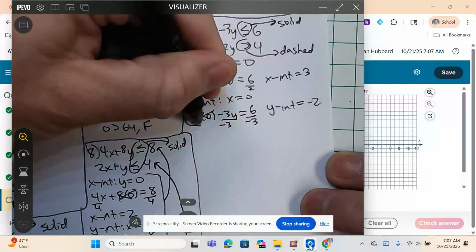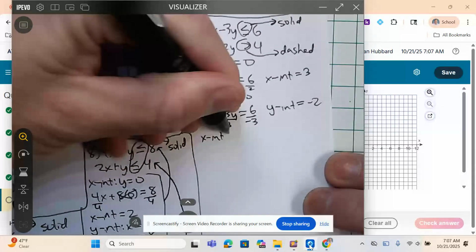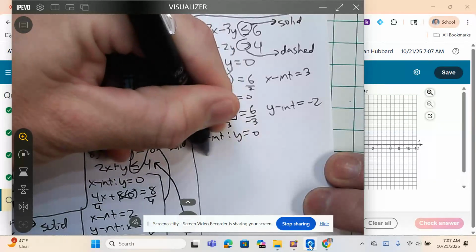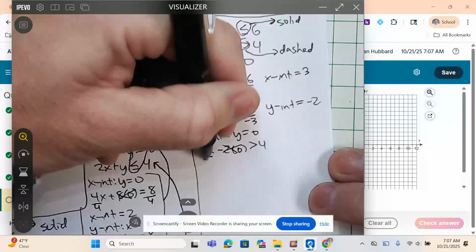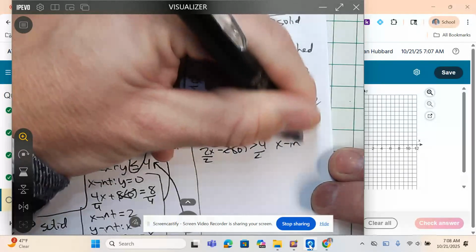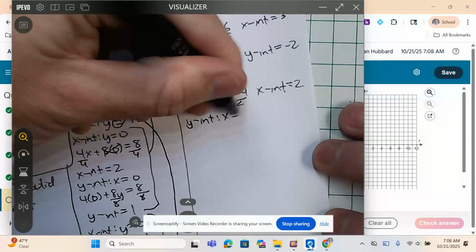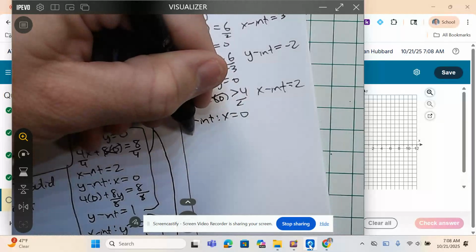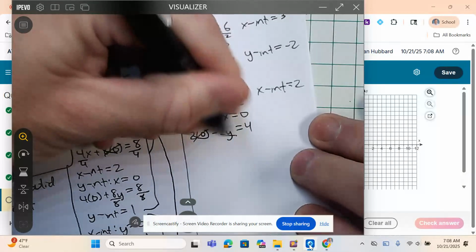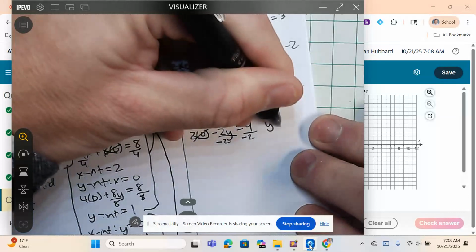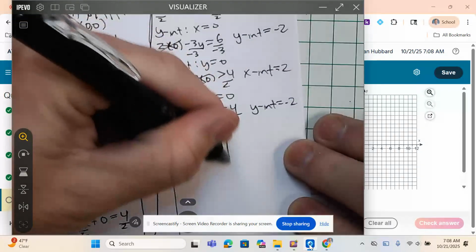So this right here goes to the top one. So I'm going to do x-intercept, y equals 0. So 2 times x minus 2 times 0 is greater than 4. So divide by 2, divide by 2. The x-intercept is equal to 2. Find the y-intercept, make x equal 0. So 2 times 0 minus 2y is equal to 4. Divided by negative 2, the y-intercept is negative 2. So now we're going to plot and graph these.